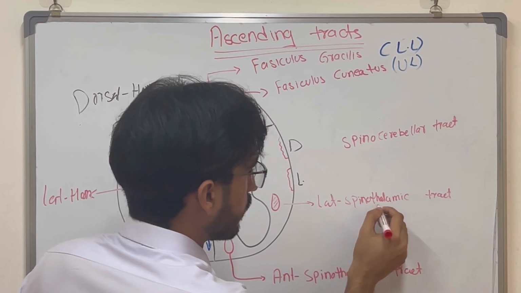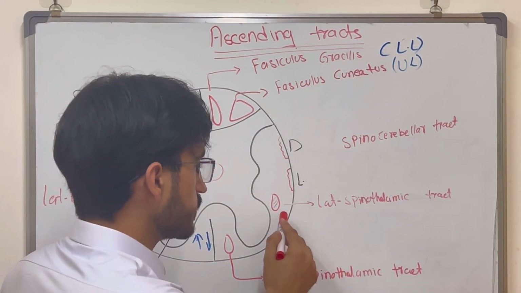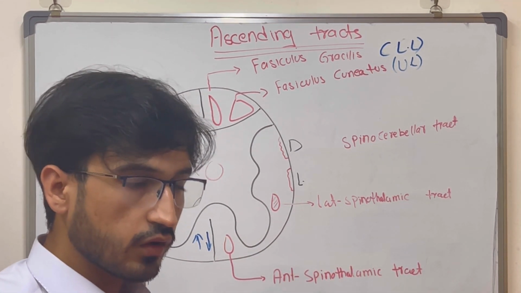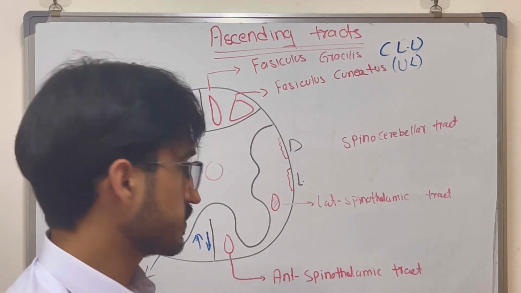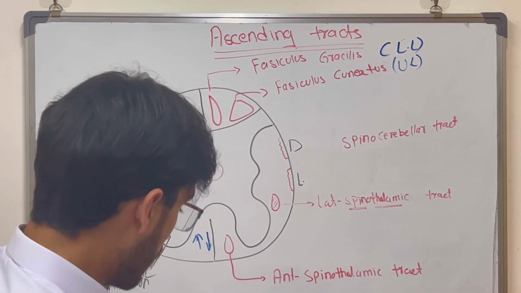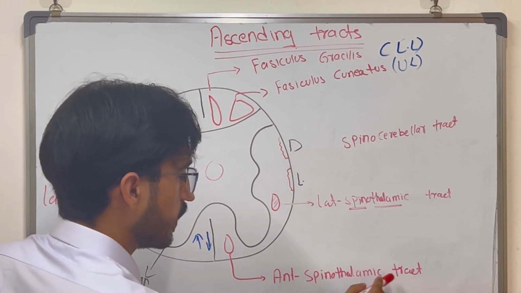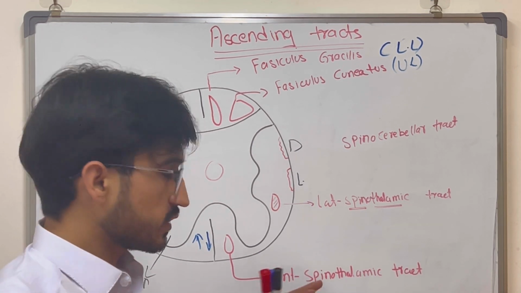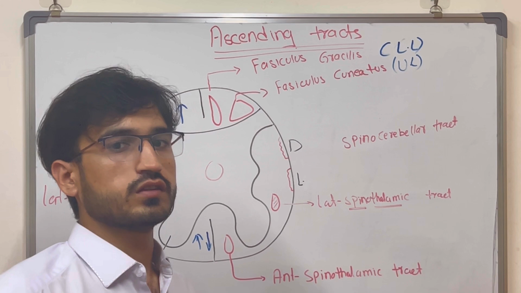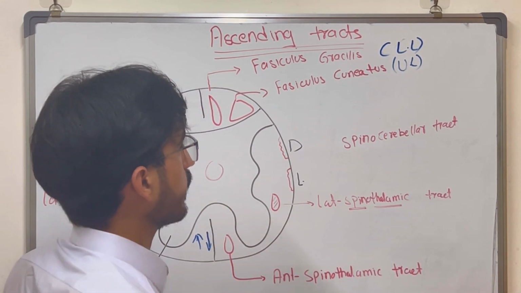This is called the spinothalamic tract. The lateral spinothalamic tract is present on the lateral side, that's why it is called lateral, and it comes from the spinal cord and goes up to the thalamus. That's why it is called spinothalamic tract. And this one is present anteriorly, that's why it is called the anterior spinothalamic tract. This one also comes from the spinal cord and goes up to the thalamus.